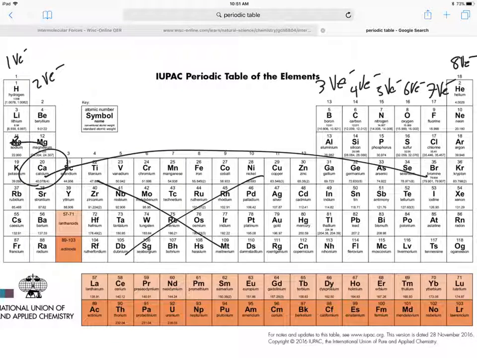So we're going to assume chlorine is over here. It's in the column with 7 valence electrons. Because it's way over here, it's a lot easier for it to gain 1 than it is for it to lose 8.